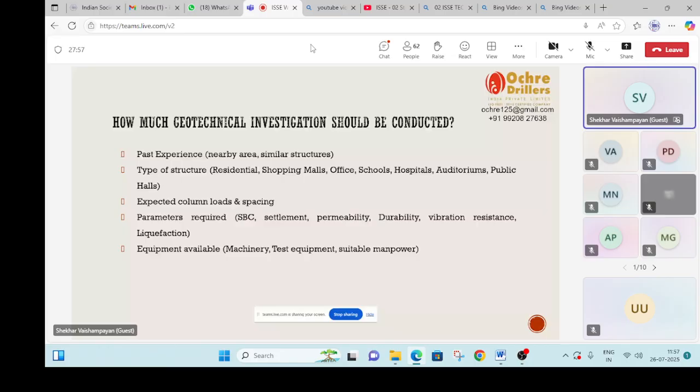For the different kinds of structures, we have defined separate column spacings. When the column spacings are different, the load per column goes on increasing, and so the parameters required, SBC, settlement, permeability, durability, vibration resistance, and liquefaction, will also start mattering. All of these have to be put together. And last but not the least, what equipment is available to me? What kind of machinery is available?